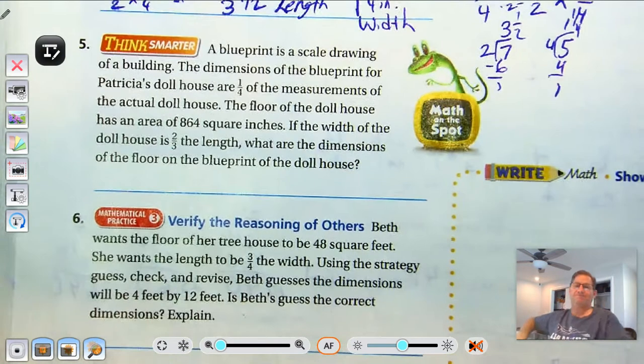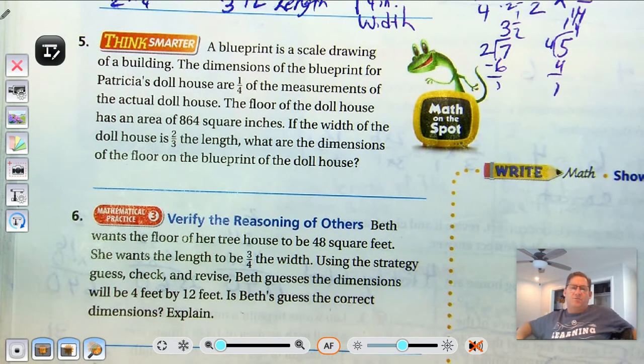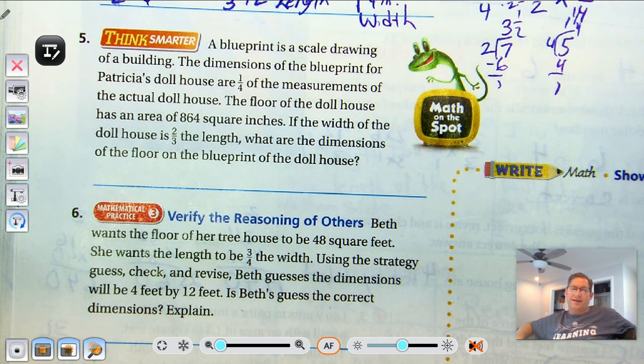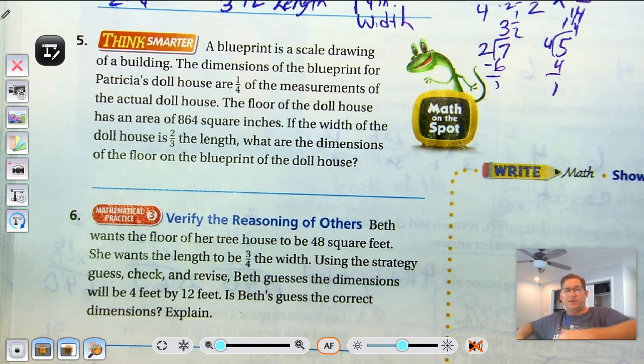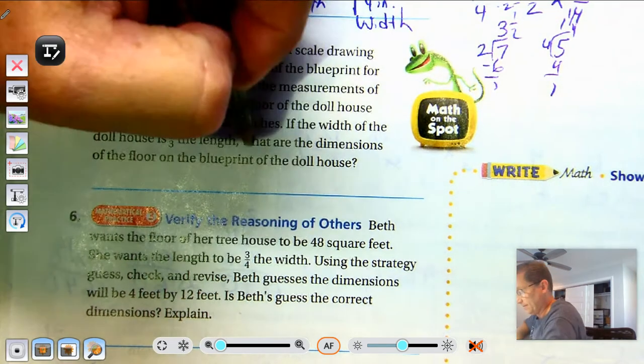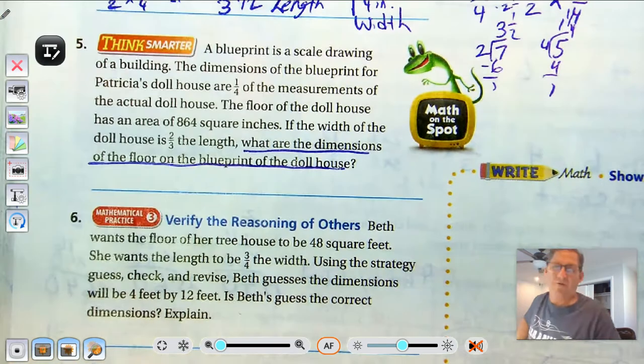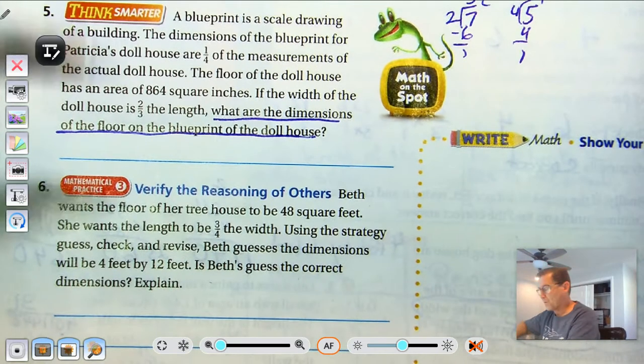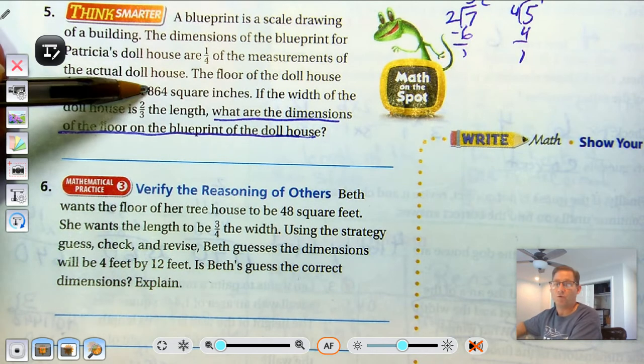All right, number 5. A blueprint is a scale drawing of a building. The dimensions of the blueprint for Patricia's dollhouse are 1/4 of the measurements of the actual dollhouse. The floor of the dollhouse has an area of 864 square inches. If the width of the dollhouse is 2/3 the length, what are the dimensions of the floor on the blueprint of the dollhouse? All right, well, there's a couple ways we could do this. I'm going to go ahead and find the dimensions of the larger one.